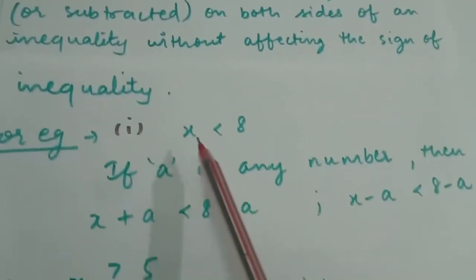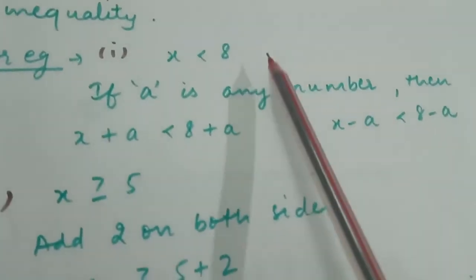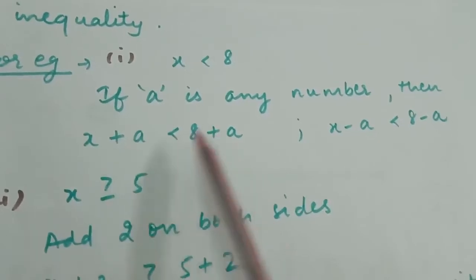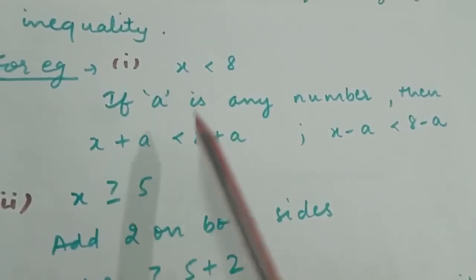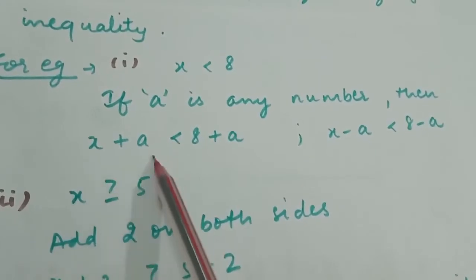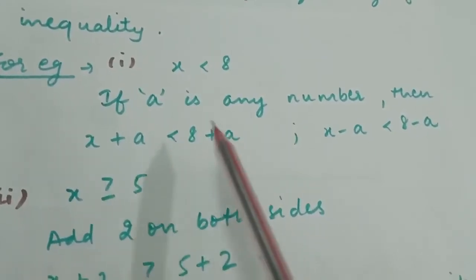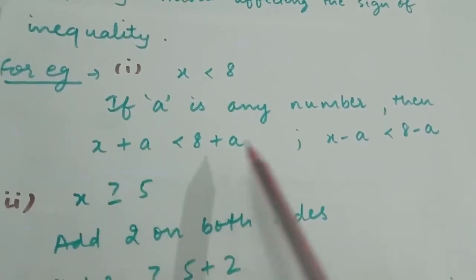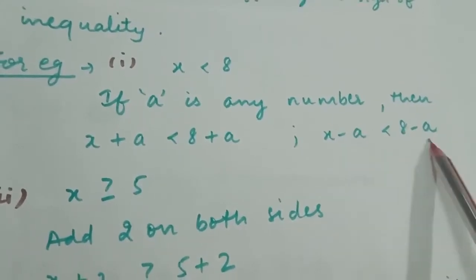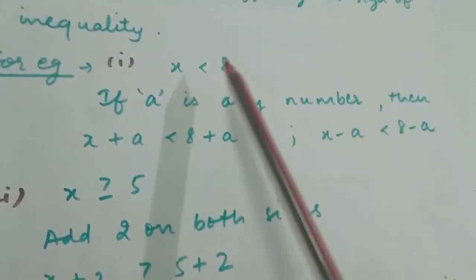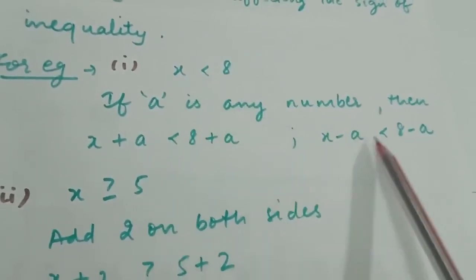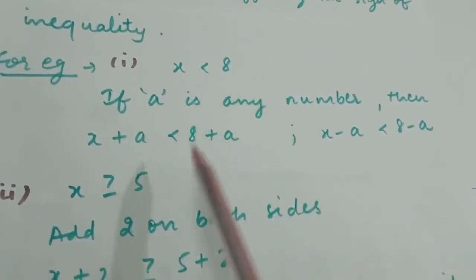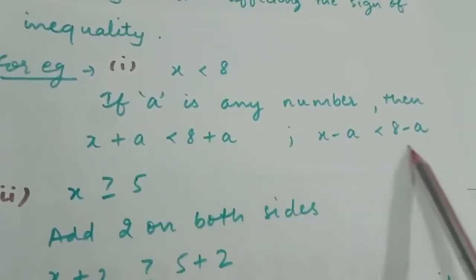For example, if x is less than 8 is given to you, and a is any number, then adding a on both sides will not change the inequality. This a can be positive or negative, but the sign of the inequality does not change on addition. Similarly, when we subtract this a on both sides, the sign of the inequality does not change. It remains the same, right? So in any inequation, we can add or subtract any number without affecting the sign of the inequality.